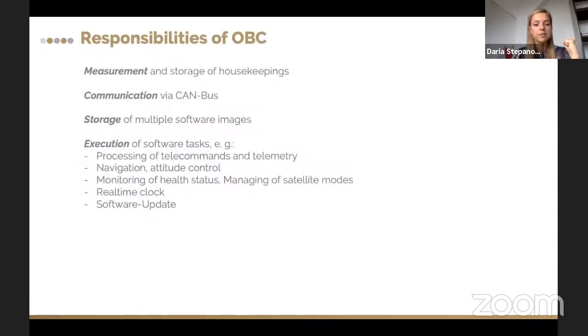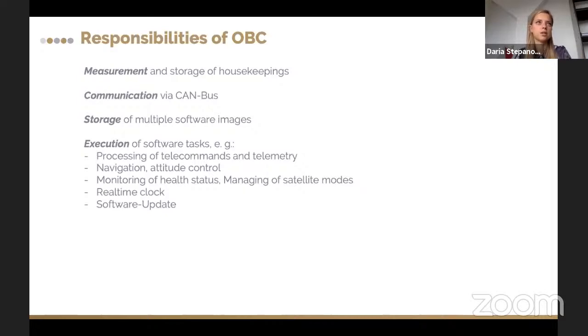Some of the responsibilities of the onboard computer are the measurement and storage of housekeeping. So the parameters which are not collected by EPS are measured and stored in the OBC. It's the master of the CAN bus. It's the master of the I2C and SPI bus. And it's also handling the CAN bus.